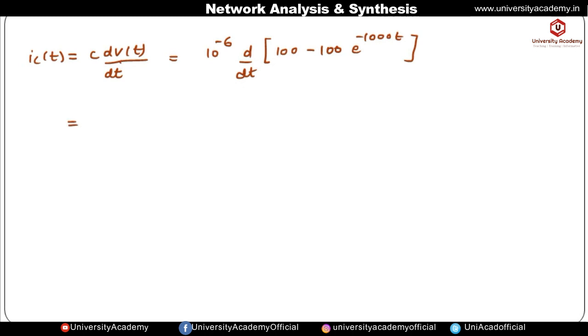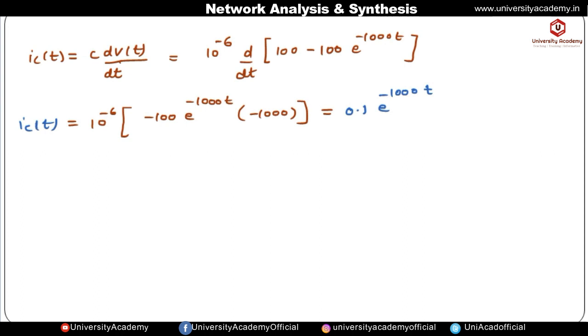Let us differentiate this equation. Then we are getting 10 to the power minus 6, the differentiation of 100 is 0, and this is minus 100 e to the power minus 1000 t, where the differentiation of minus 1000 t is minus 1000. If we simplify, minus minus becomes plus, this is 10 to the power minus 6 and 10 to the power 3 into 10 to the power 2, that is 10 to the power 5. So we are getting 10 to the power minus 1, which is equal to 0.1. So this is 0.1 into e to the power minus 1000 t. This is the expression for Ic of t.